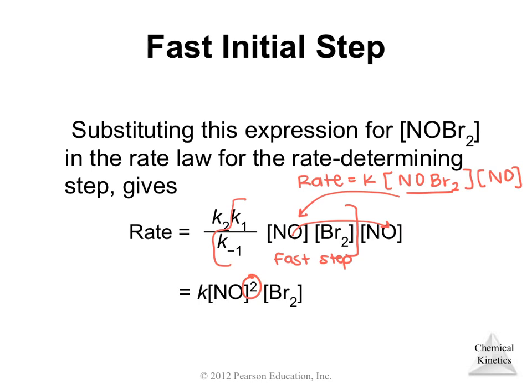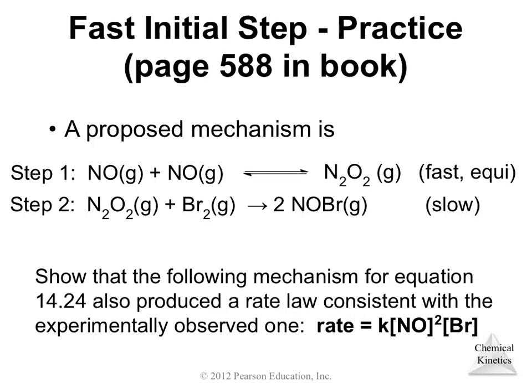Okay, let's go through this whole process again. I'm going to try and keep it on one screen so that we can see exactly what's going on here. So here we have a proposed mechanism for a reaction, and we want to show that the following mechanism for the equation is consistent with the observed one. So this is our ultimate goal of what we want to get, okay?